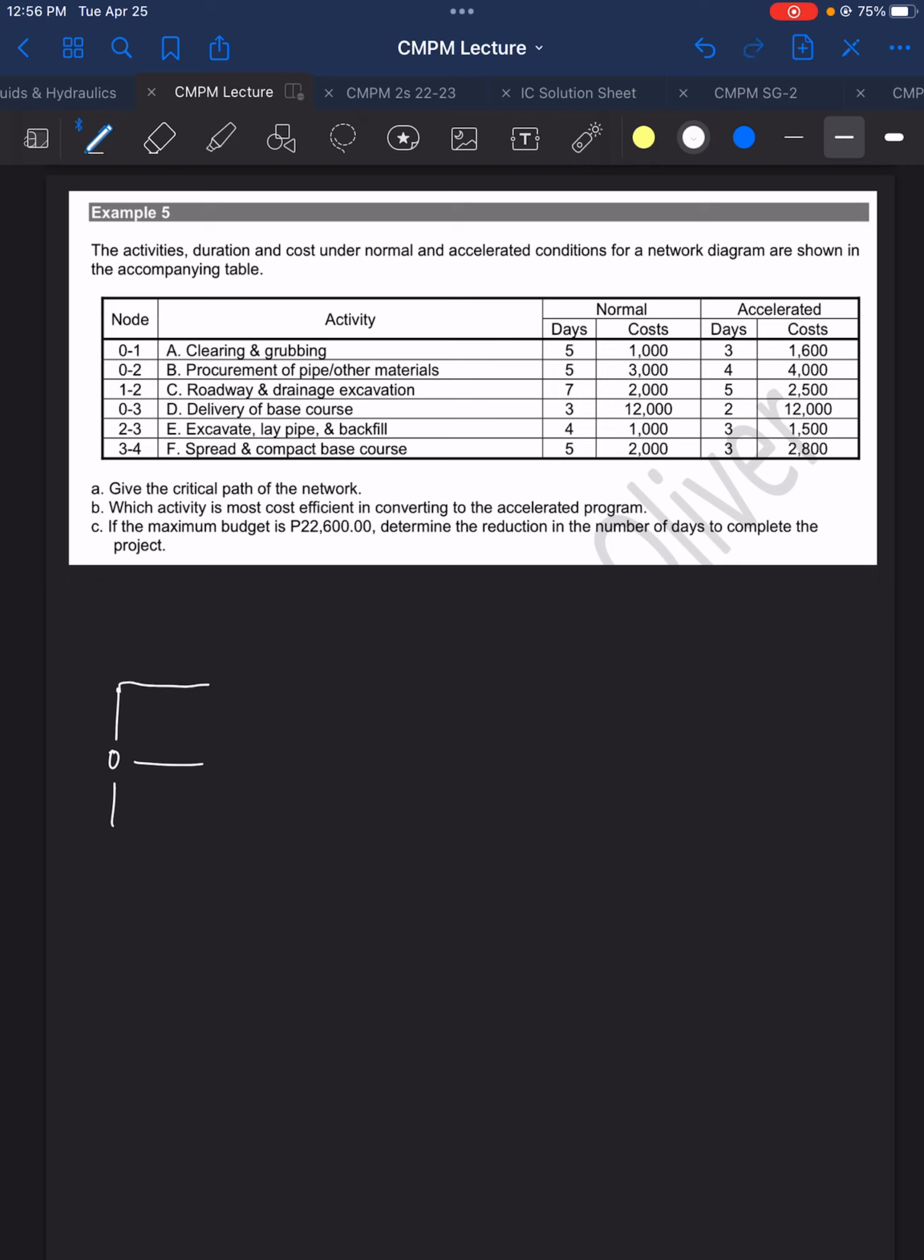Let's put it here. So we have here 1, 2, 3. Let's just try. And then it says here activity C will have the node 1 to 2. So 1 to 2. So this is activity A, B, and D. Activity C. And then for activity E, we have 2 to 3. And then 3 to 4 for F. Okay, that's quite not cute.